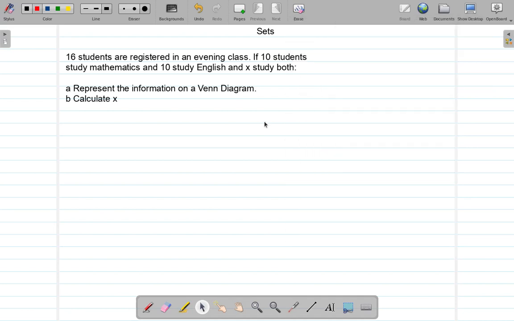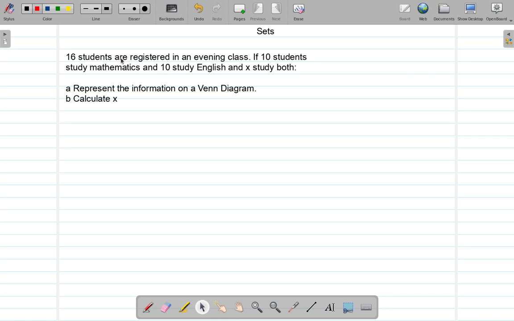Let's look at this example of a set question. 16 students are registered in an evening class. If 10 students study mathematics and 10 study English and X study both, A, represent the information on a Venn diagram. B, calculate X.